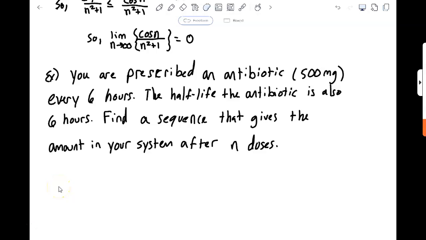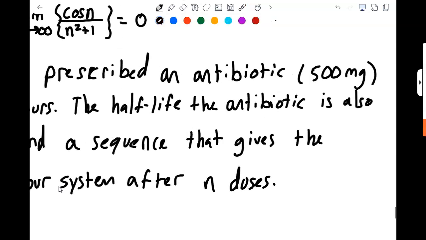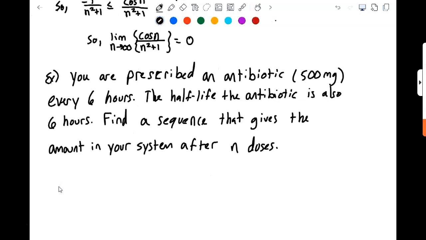Okay, so here we're prescribed an antibiotic, in this example, 500 milligrams every 6 hours. We also know that the half-life of the antibiotic is also 6 hours. What that means is that as it's in your system, your body is filtering it out, right? It's getting used up and discarded by your body.